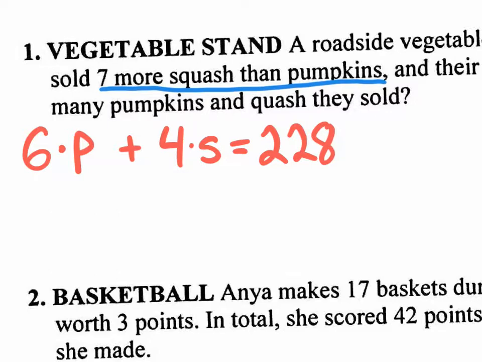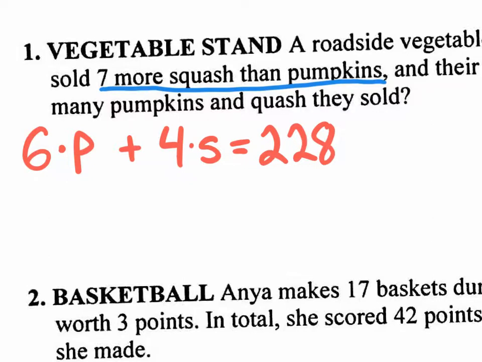What does that really mean? Let's think about that for a while. So like let's say you sold 10 pumpkins. How much squash did you sell? 17. What if you sold 50 pumpkins? 57 squash, right? Okay, so we don't really know how many pumpkins were sold, and we don't know how many squash were sold, but we do know that squash was 7 more than pumpkins.